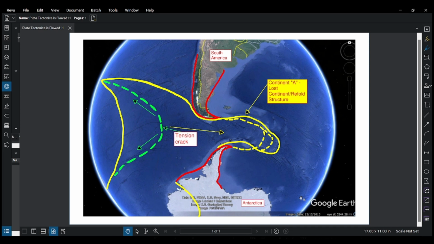So even through the Mariana Trench, this continent here, this continent A, ended up going through the Mariana Trench and is no more. It's gone. All right. So this is all related. This microcontinent and continent A. It determined where that microcontinent of Zealandia was going and why.